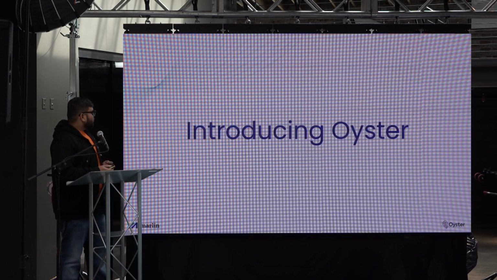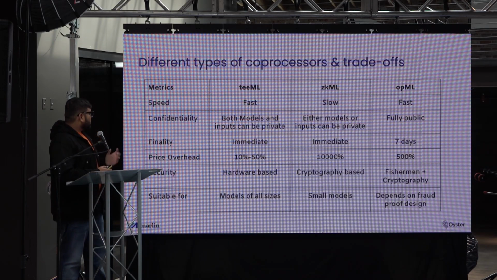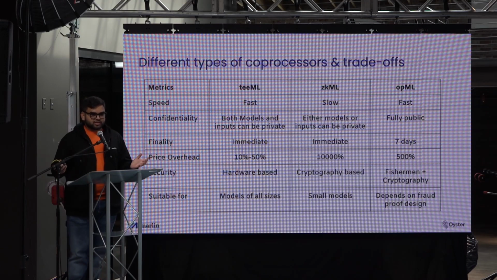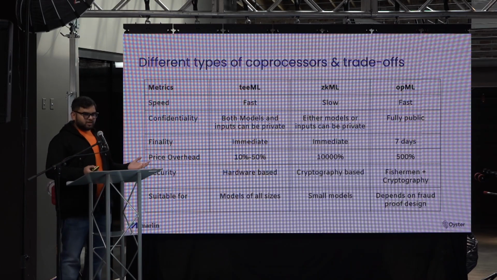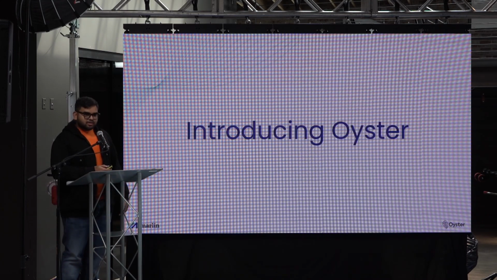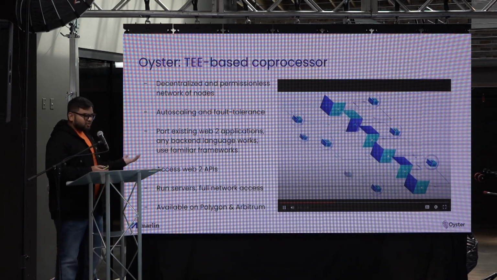So yeah, moving on, introducing Oyster. So far we have covered what a coprocessor is, why we need one, and we also benchmarked different kinds of coprocessors. Based on this, we realized that TML is the way forward and will be useful for about 80% of the use cases, right? Not saying that the rest won't be useful, but they are for very specific use cases. TML is one of the approaches which can be used for about 80% of the instances. So yeah, introducing Oyster, a TML-based coprocessor.